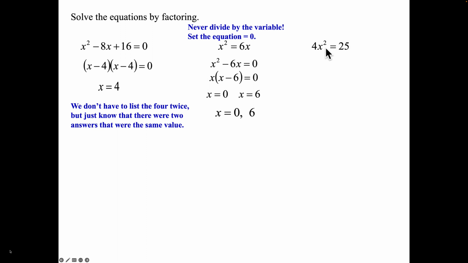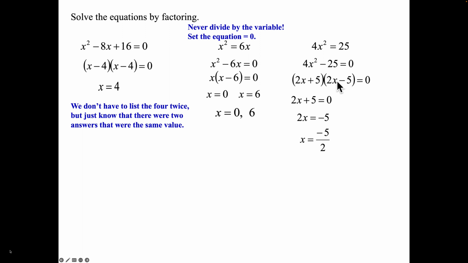Over here, 4x squared equals 25. It's not equal to 0. Subtract over the 25. You have a difference of perfect squares. So we're going to have 2x and a 5, one with a plus, one with a minus. Here I'll set the 2x plus 5 equal to 0. I'm going to solve this one. I'll subtract over the 5, divide over the 2, and x is equal to negative 5 halves.